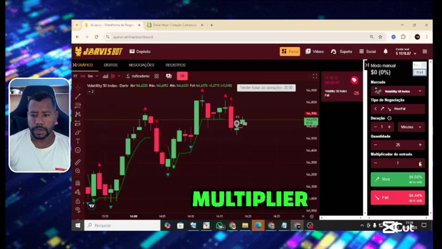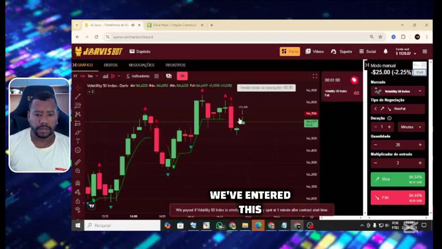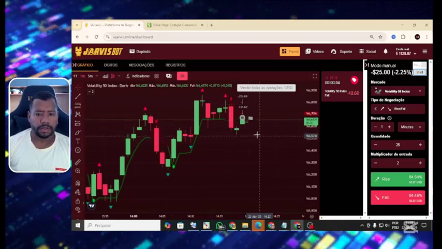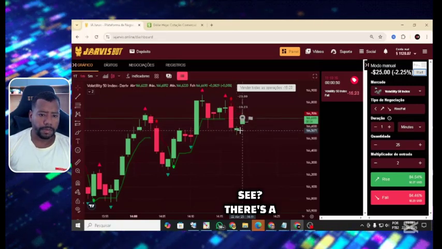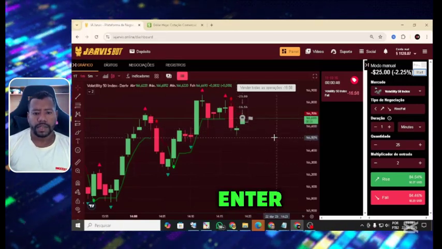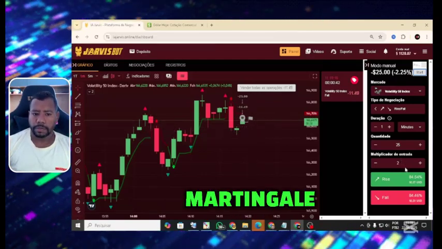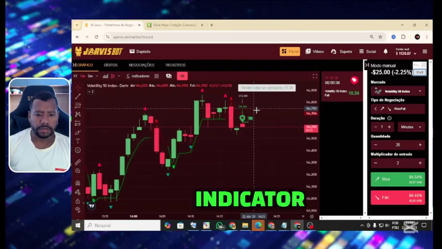I'll use a multiplier of 5. Double the operation and enter here. We've entered this position. Lost the previous trade. Okay. We lost by a small margin, see? There's a gap at the end, so we'll enter for the next trade. In my case, I'll use martingale on this trade. Let's wait for the result. There's a struggle here, but the indicator says to go short.